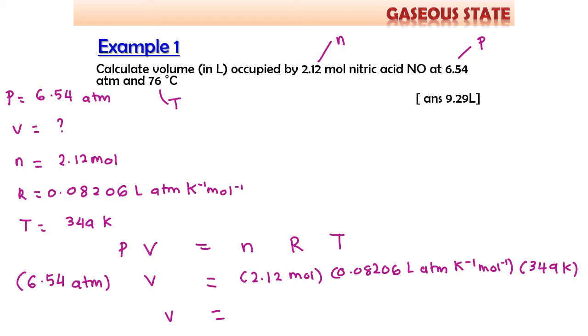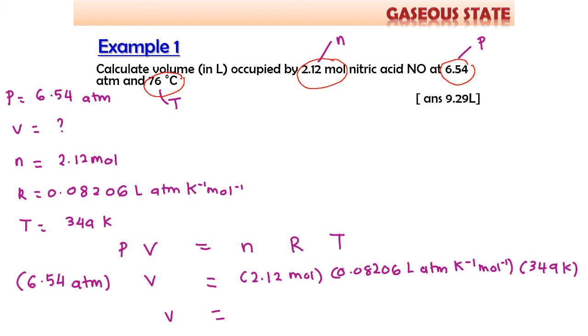Calculate the volume in liter occupied by 2.12 mole of nitric acid. So this is the mole n, and then 6.54 atm is the pressure, and then 76 degrees Celsius is the temperature. So from here, you can extract the information and double check whether it satisfies substituting into this equation.